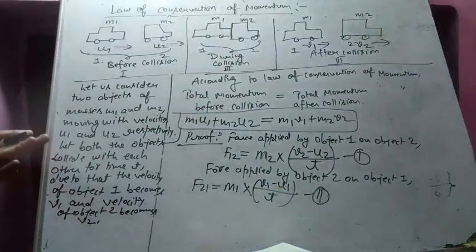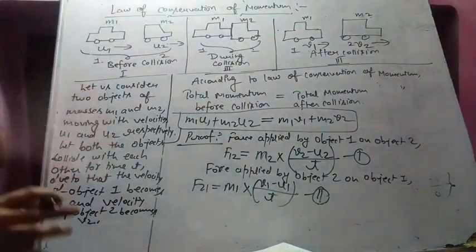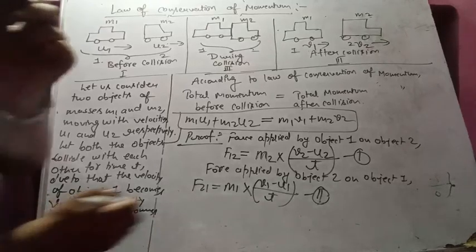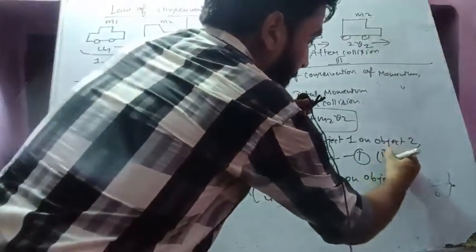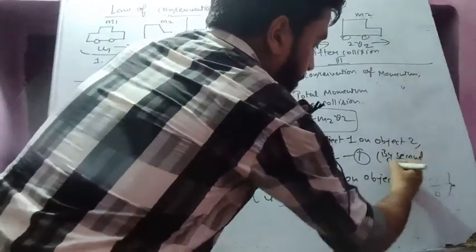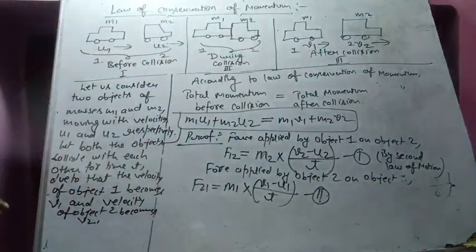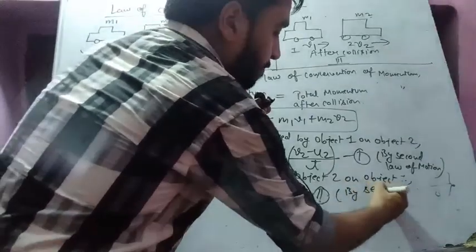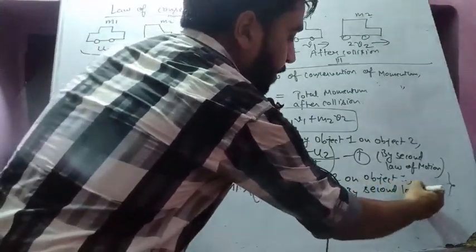So I hope this is clear. And comments are a lot required in physics. For example, we have mentioned force is the product of mass and acceleration. So we should mention this by second law, by second law of motion. Here as well, force is the product of mass and acceleration we have used. So we should mention it by comment, by second law. Otherwise your marks could be deducted.